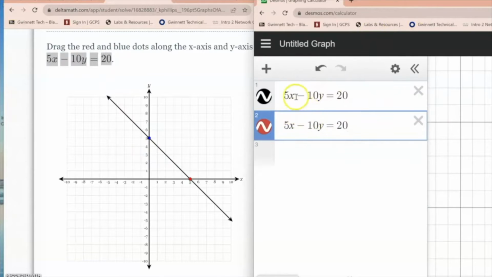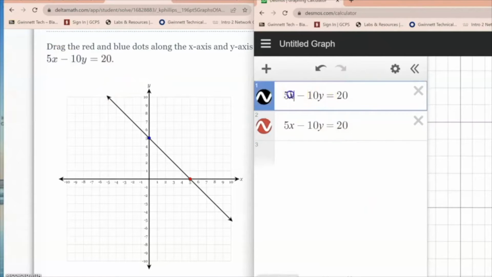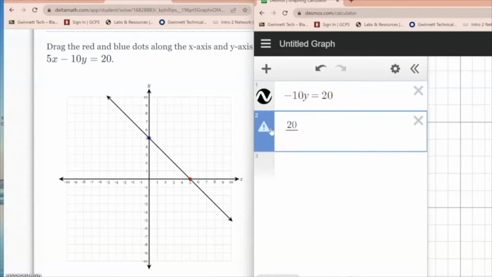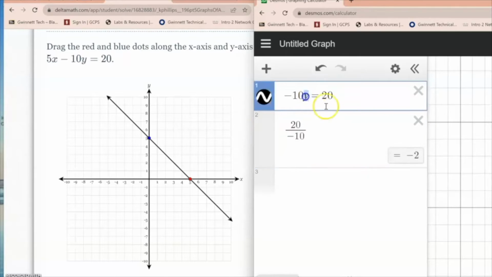Then you block 1. So it doesn't matter which one you block. So let me block, in the first one, let me block the x. So x is no longer there. Okay. Now I solve this equation. So how do I solve that? I divide both sides by what? -10, right? So it's going to be y equals 20 divided by -10. So 20 divided by -10. -2. So my y value is -2.